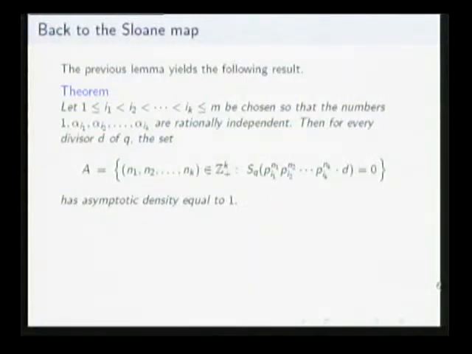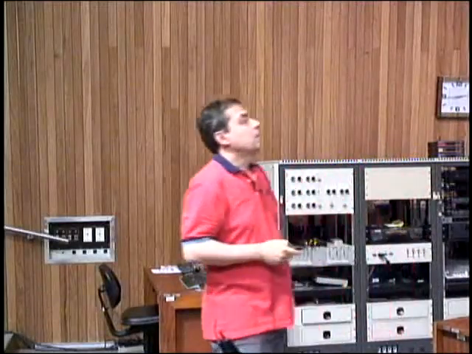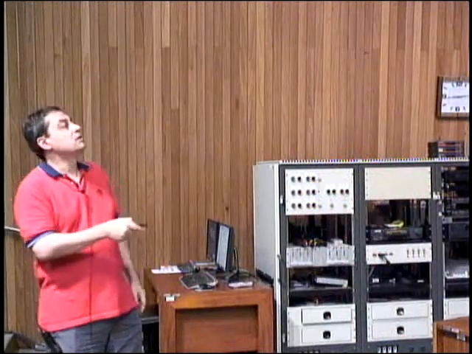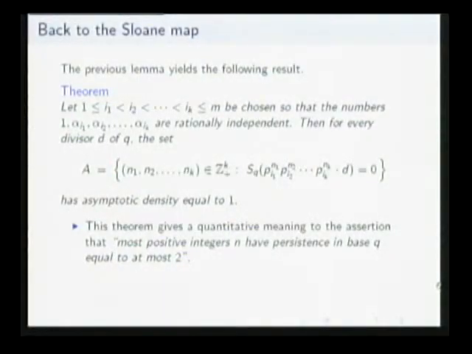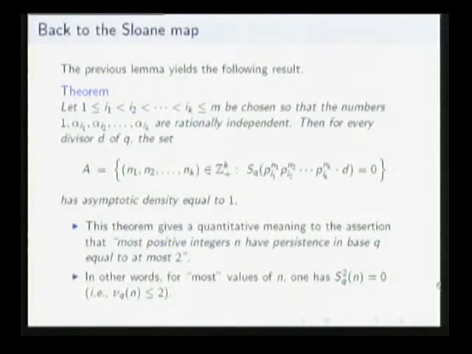If you look at these numbers here, these numbers are values of the Sloane map when you apply it to any natural number that you pick. Either you get a 0 or you get a number that looks like that. So I'm saying that the very next iterate is already 0 with very high probability, for a subset of this lattice, the positive lattice, with density 1. The density is defined in the same way as you define in dimension 1. So that's the theorem. And it's not a difficult theorem, but it uses the unique ergodicity, of course. And it gives a quantitative meaning to this assertion I made in the beginning that most positive integers n have persistence less than or equal to 2 in base q.